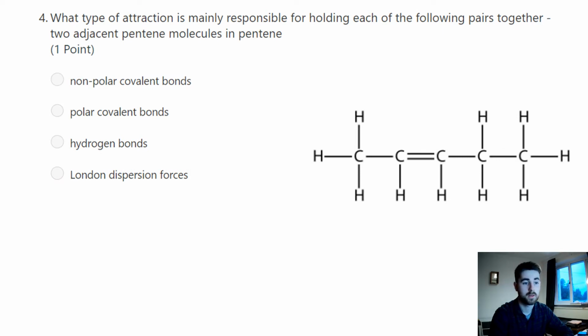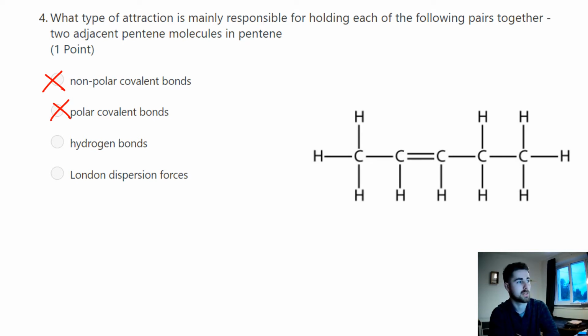So for question 4, we're looking at the force of attraction between 2 adjacent pentene molecules. So this is the first question where we're looking at bonds between different molecules as opposed to within the one molecule. So we can immediately get rid of the first 2. Non-polar covalent and polar covalent bonds hold atoms in a molecule together. There are no polar or non-polar bonds between different molecules. That's not where they're found.